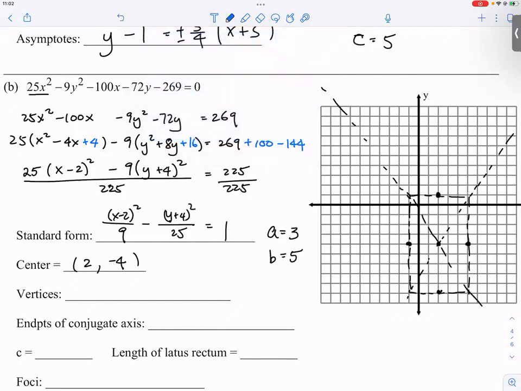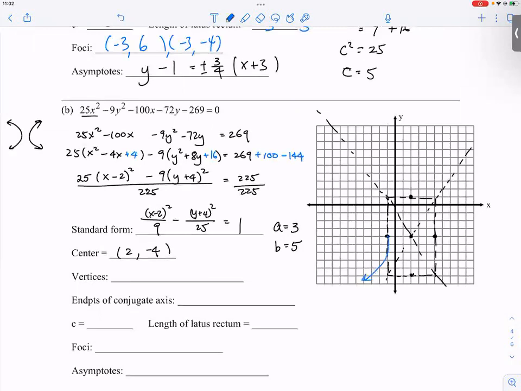Okay, and because it's a horizontal hyperbola, you go ahead to draw the hyperbolas like this. Okay, so make sure that your sketch and the actual graph are matched up in terms of orientation. Okay, and then for the vertices, where are the vertices? Left and right of the center, so they must share the same y value. So we have 2 plus 3, which is 5, and 2 minus 3, which is negative 1.